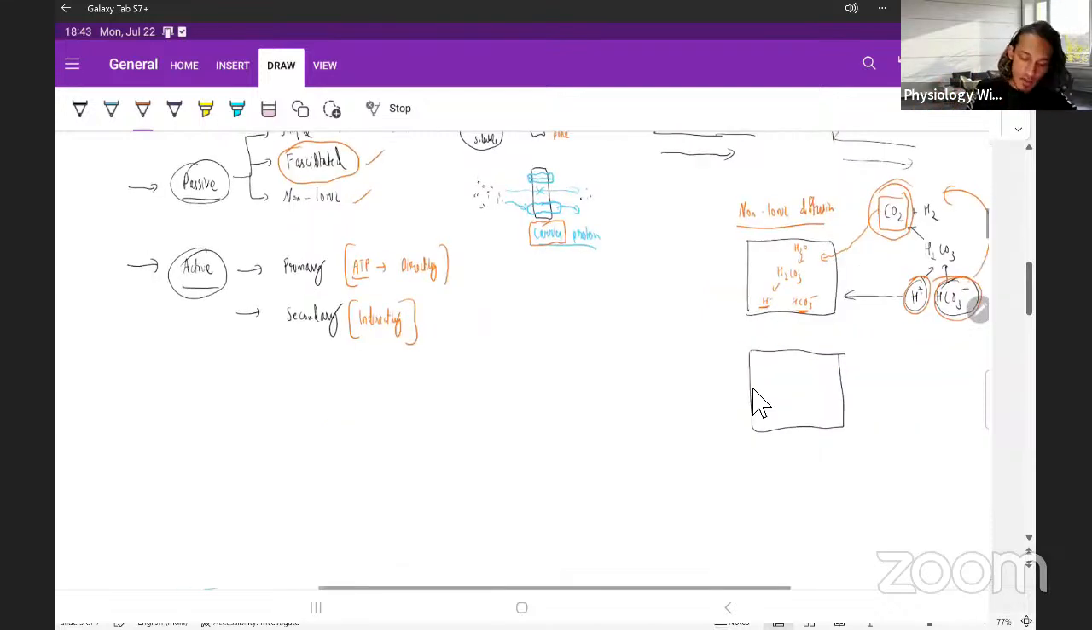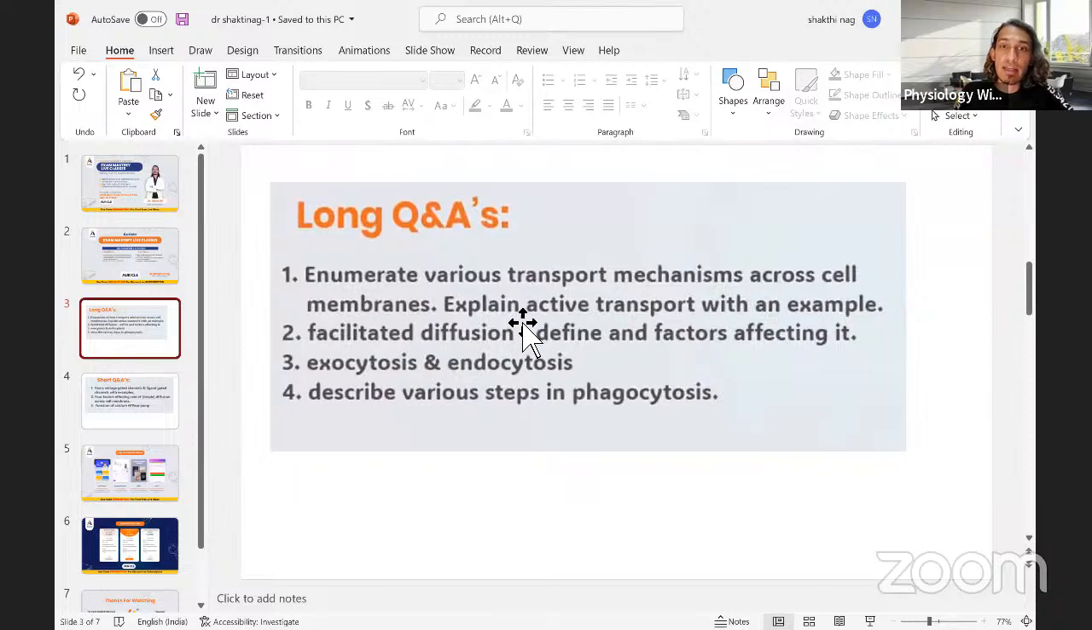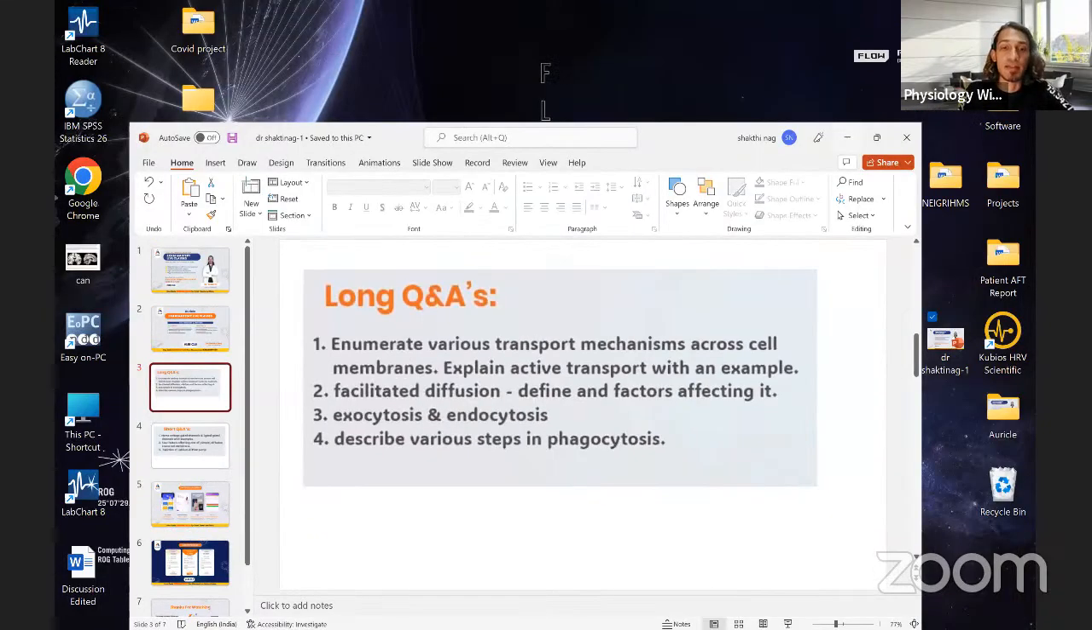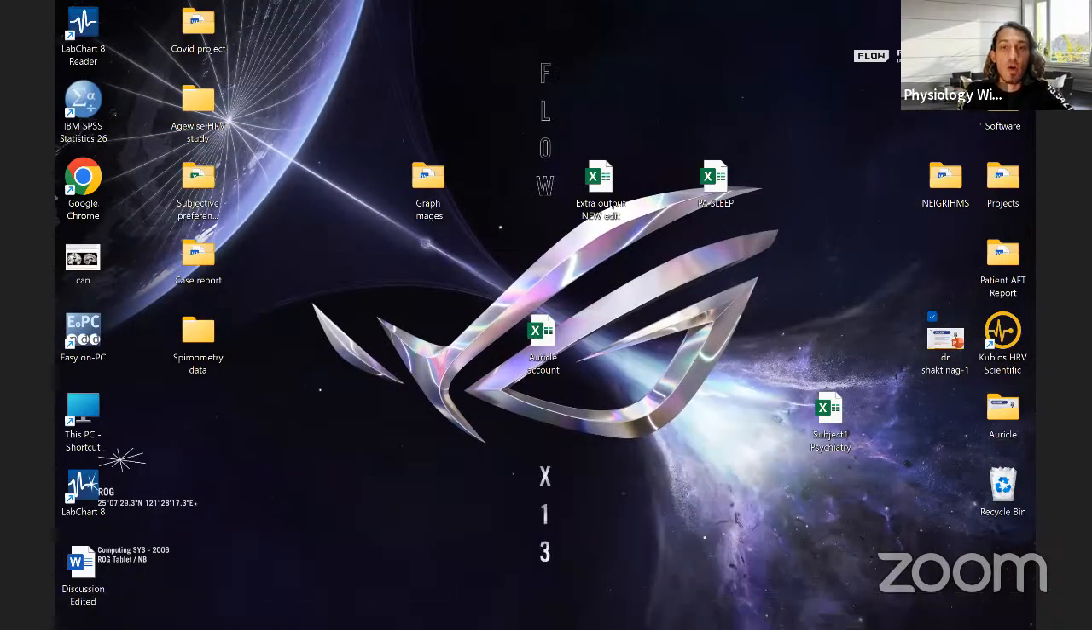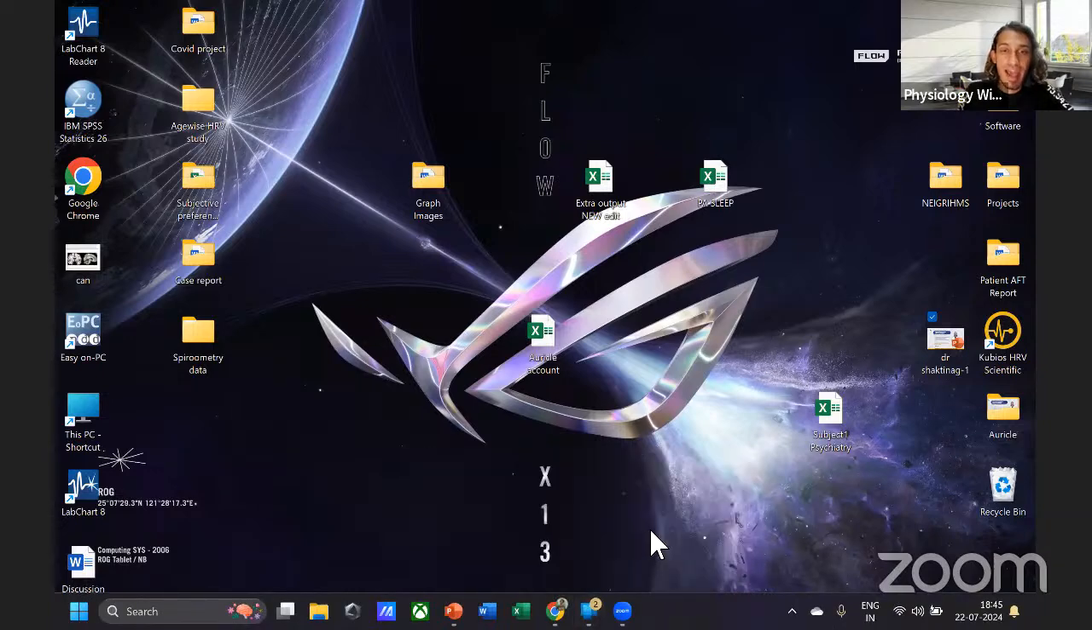Now we have active transport. Okay, so can you see here? Explain active transport with an example. Apart from that, you have a very important question that keeps coming up from this topic, which is not mentioned over here. That is your sodium potassium ATPase. It is often asked and repeated.